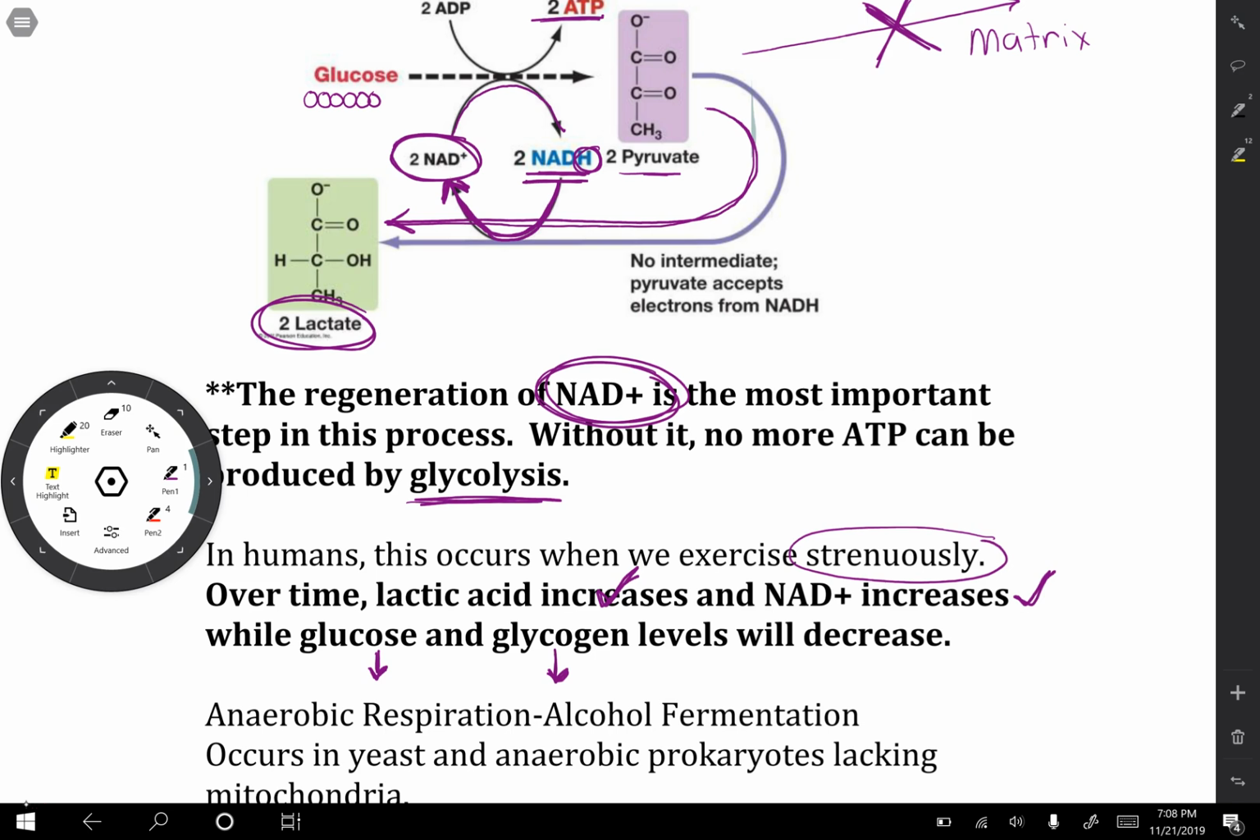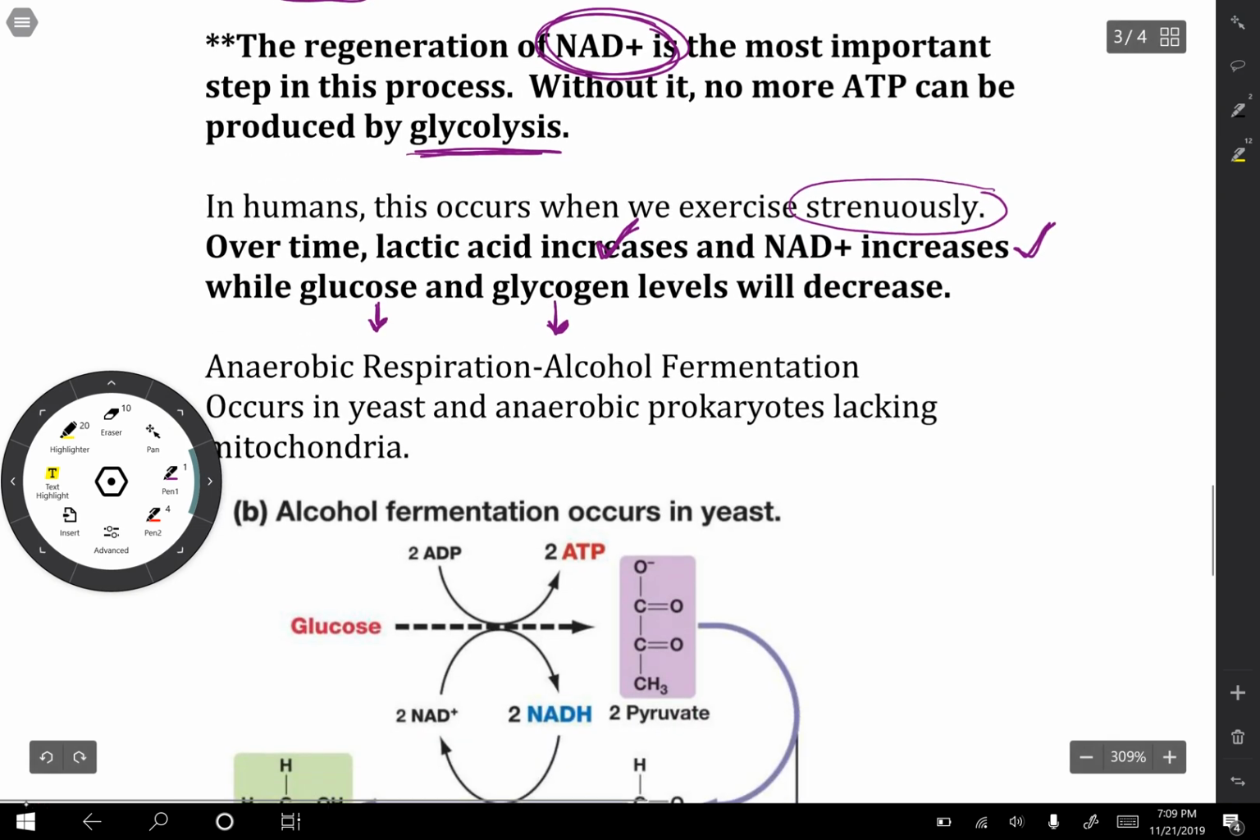So, in exercising strenuously, lactic acid builds up, ouch. NAD plus is available again, so at least you can generate some ATPs. Glucose goes down and glycogen levels go down. After a while, if you exercise too hard, you may go into muscle fatigue and fall down, and that would be bad. So again, if you're going to exercise, eat right, drink a lot of water, and don't overdo it.